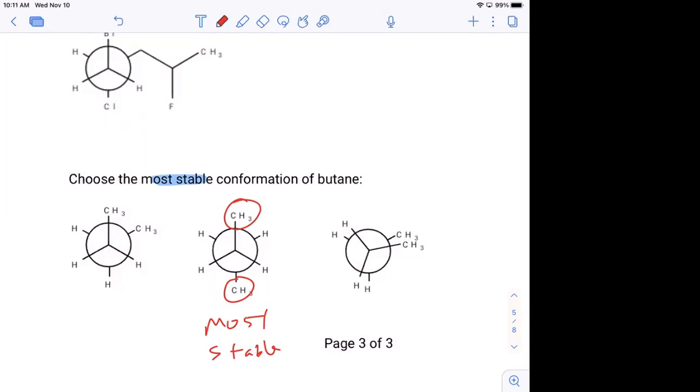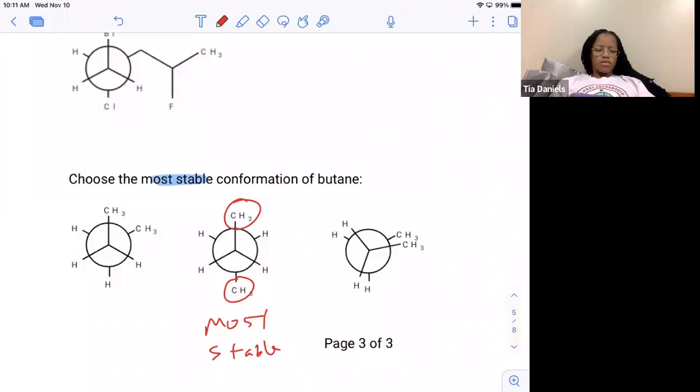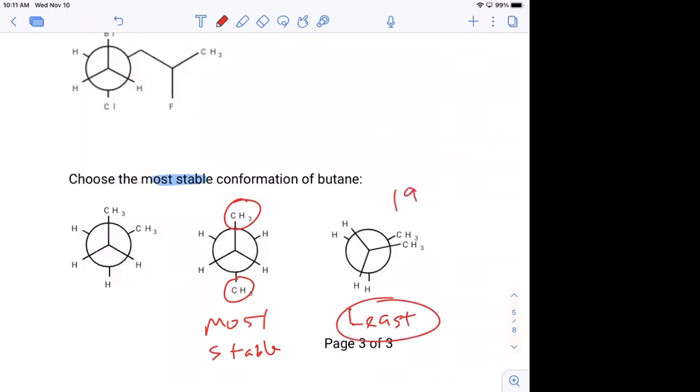All right. And then which one is the least stable? The third one. This one. Right, this is 19 kilojoules per mole. This one is roughly 0 kilojoules per mole. And then this one will be 3.8, right? Because that's the only interaction present is that gauche interaction right there.